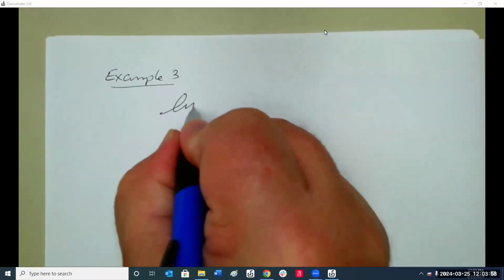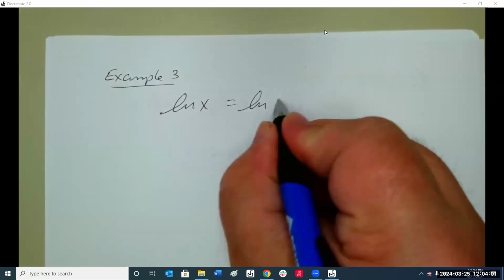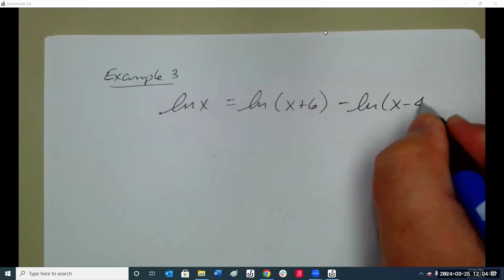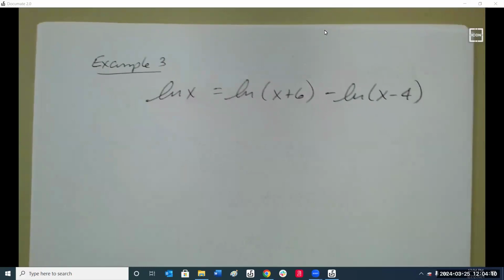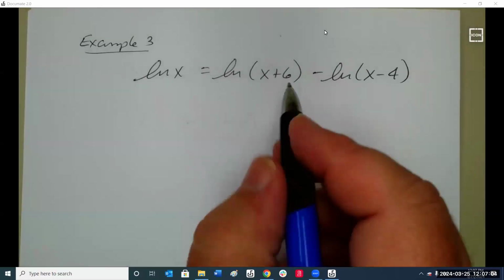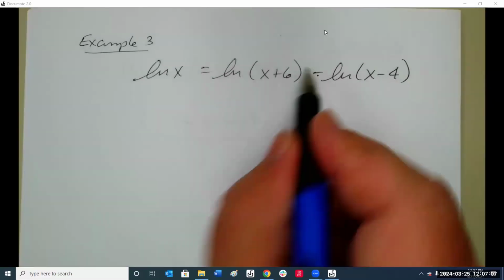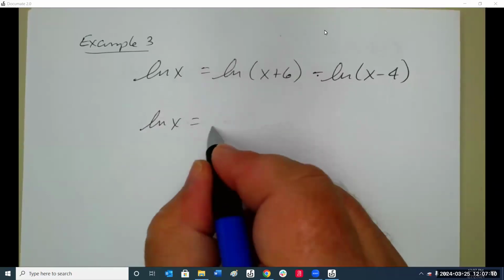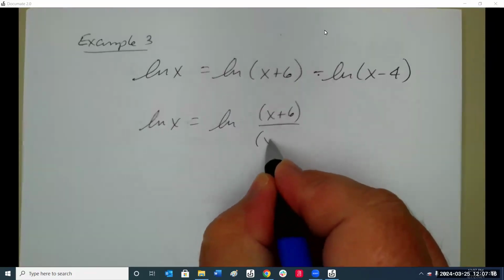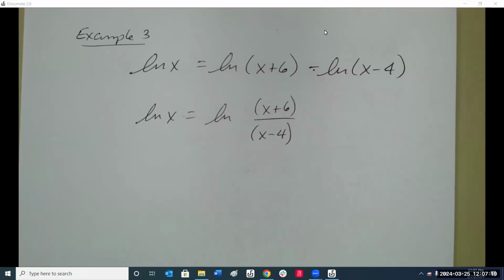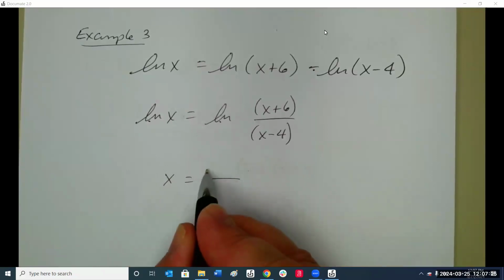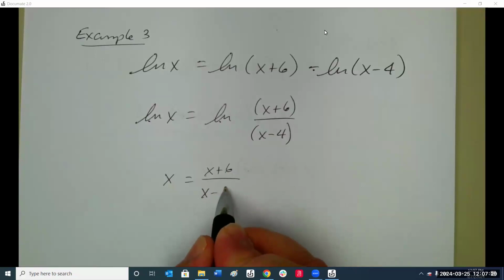Example three. ln x equals ln(x plus 6) minus ln(x minus 4). Solve for x. The first thing we can do here is on the right-hand side. It's subtraction, so we can make it into a division problem. Both sides are ln, so the only way that can be true is if the insides are equal.